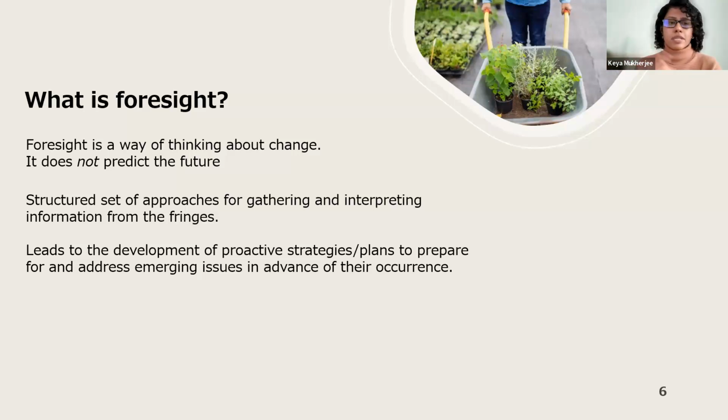Foresight consists of a set of very structured approaches for gathering and interpreting information from the fringes. So it's really looking at early signs of change by monitoring global trends and drivers, looking into the future and thinking of what may be coming our way, and what kind of policies and precautions we can take today to be prepared for these challenges coming towards us. So hopefully it leads to the development of proactive strategies and plans.